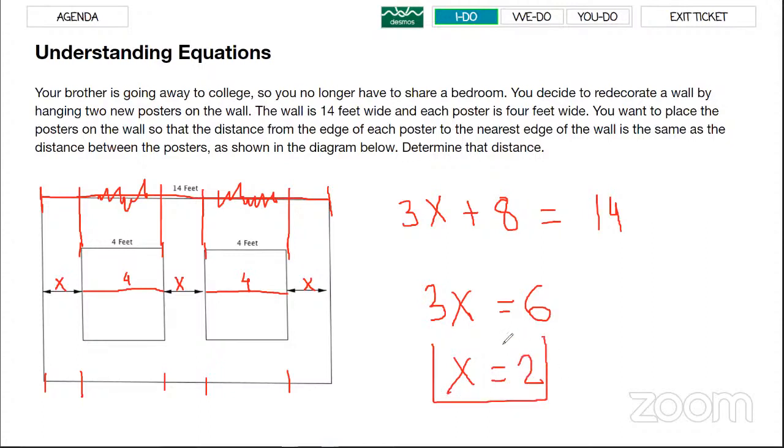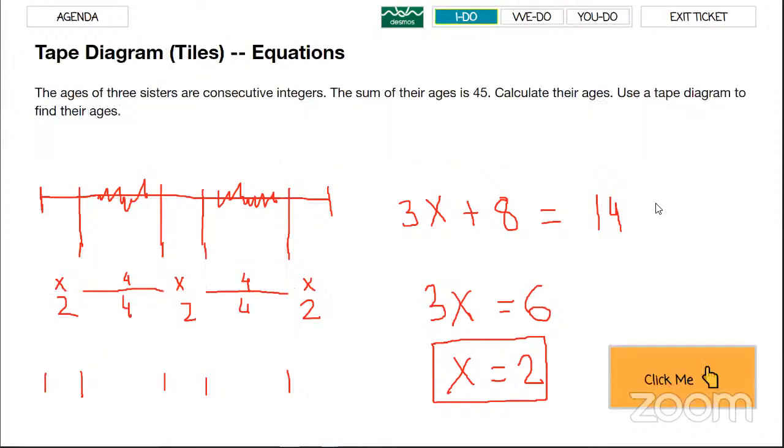This is the kind of problem that you can encounter in your everyday life. So the measurement of these distances has to be 2 feet. If you say this is 2, this is 4, this is 2, this is 4, and this is 2, when you add them up, it's going to equal the width of the wall. So this is one way of understanding equations. And let's see what we have in the next example.